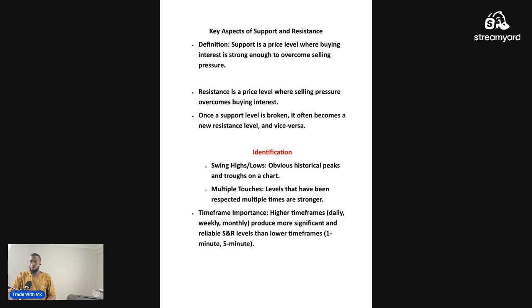Definition: support is a price level where buying interest is strong enough to overcome selling pressure. Like I said, that's the place where most buyers intend to buy at that moment. Resistance is a price level where selling pressure overcomes buying interest. So when there are more sellers in the market, they can defeat the buyers at that point.